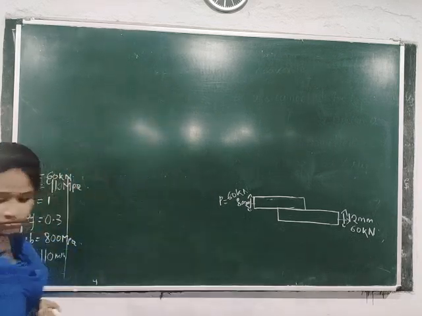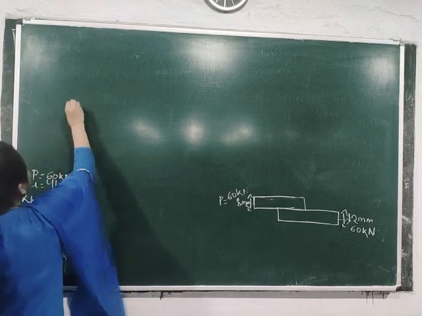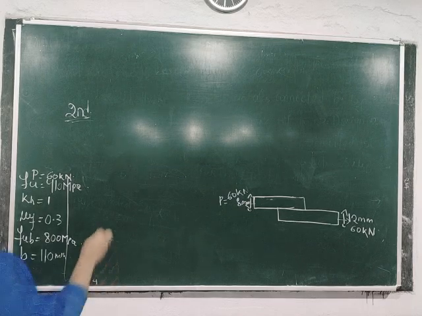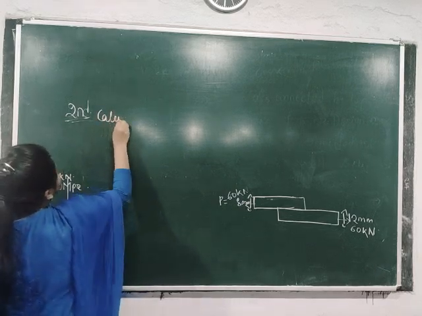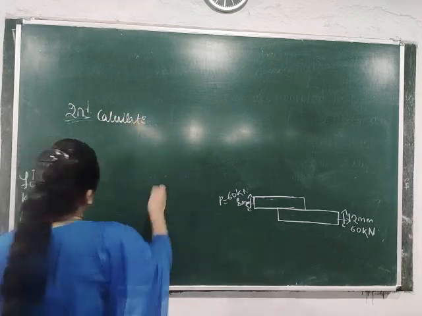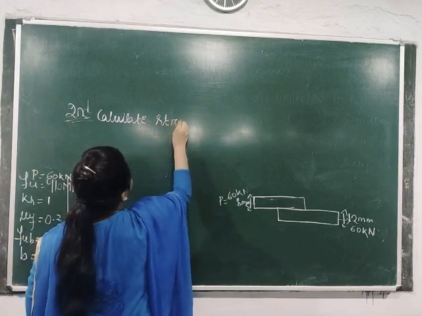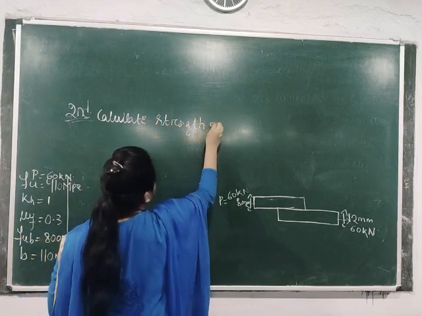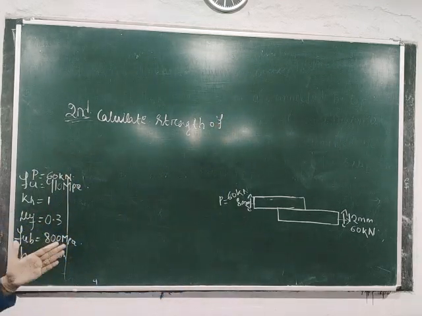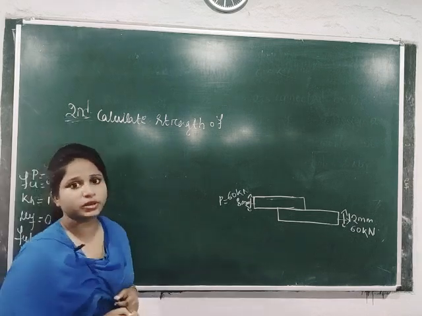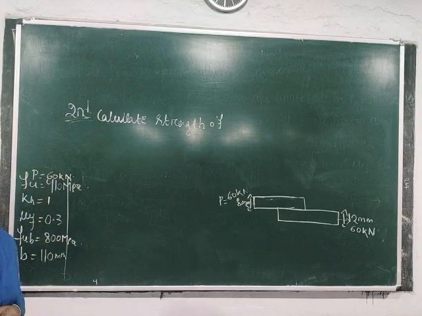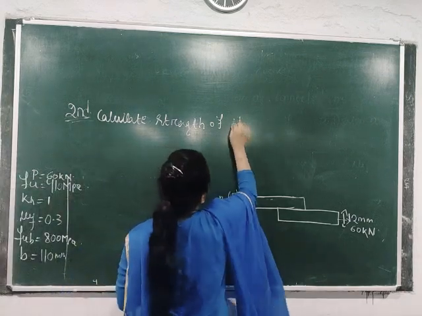Then in the second step, calculate the strength of the bolt. So as this is the case of the high strength friction grip bolted joint, here the bolt is a high strength friction grip bolt, not the bearing bolt. So in the second step we will calculate the strength of the high strength friction grip bolt.